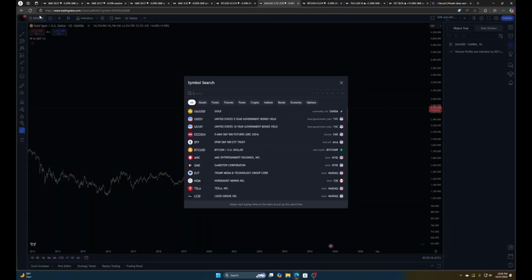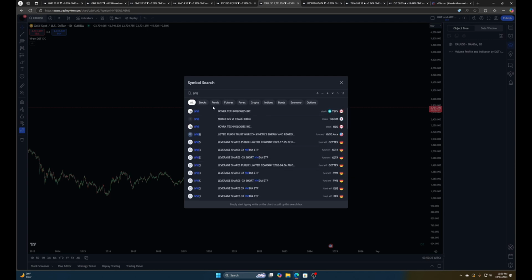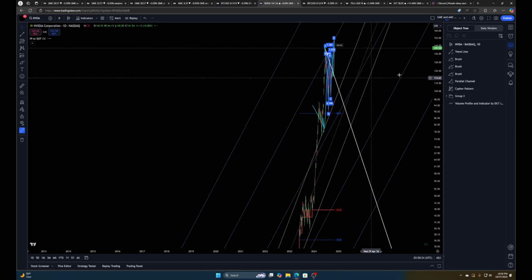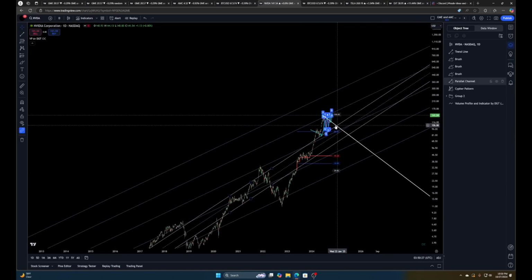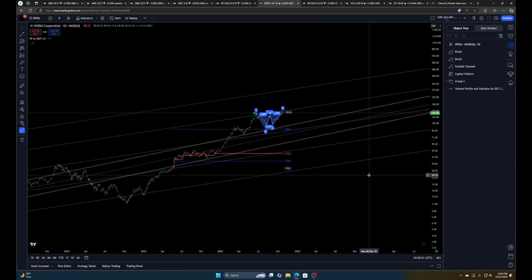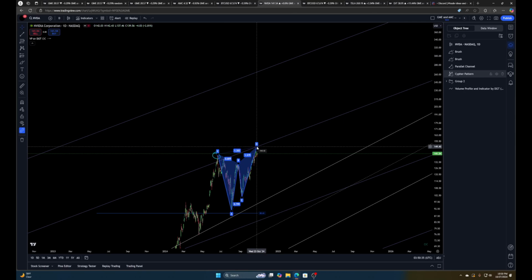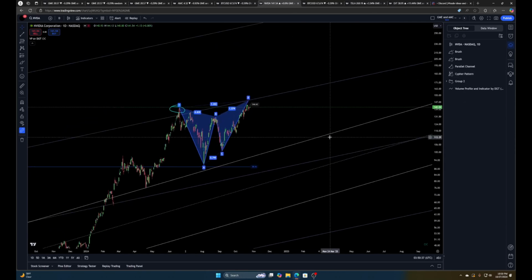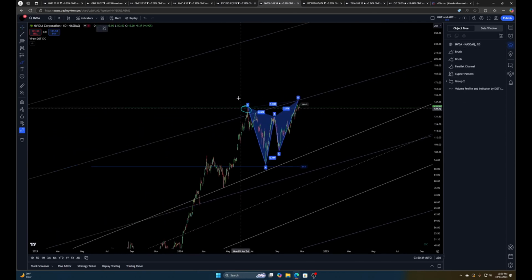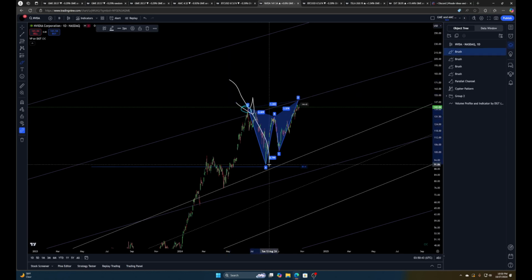You have Nvidia. Actually, this is very good because I wanted to look in the video. Look at Nvidia Corp. Hitting the top of our channel. So we have a bearish harmonic here that kind of coincides with the top of our channel at $150, which was our initial resistance, right? Our initial top here that led to that nasty drop.